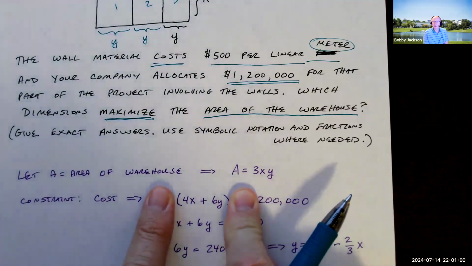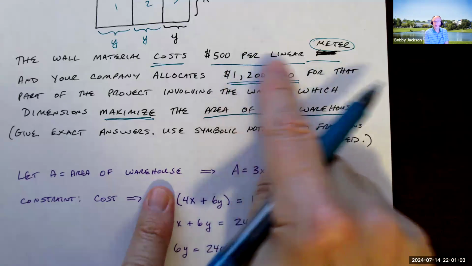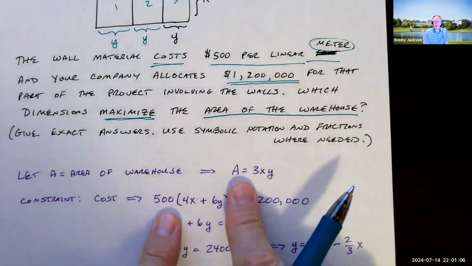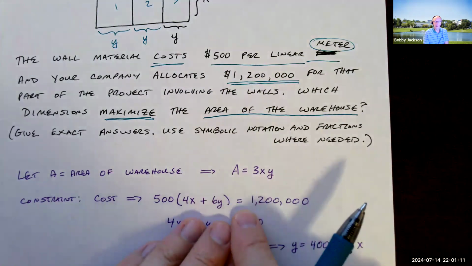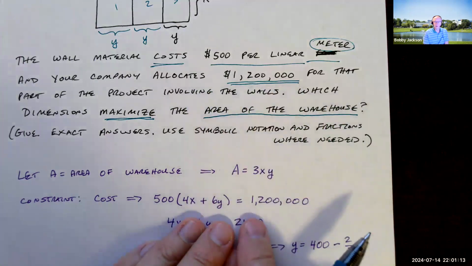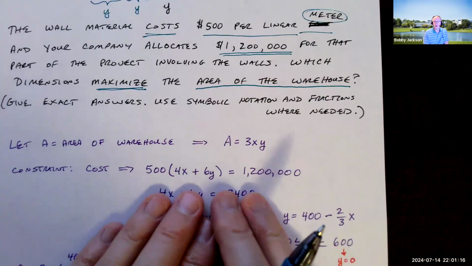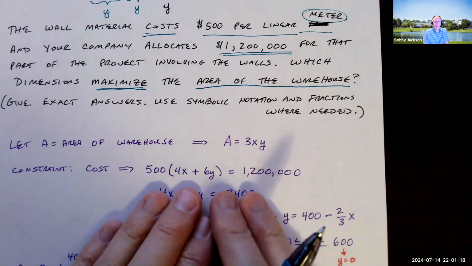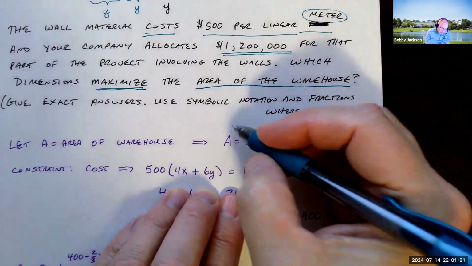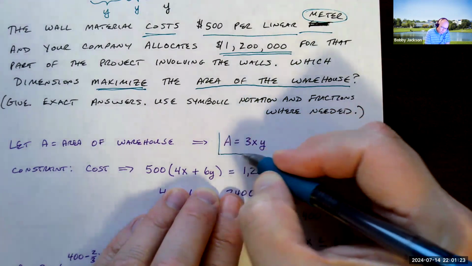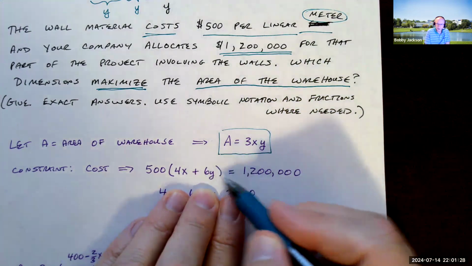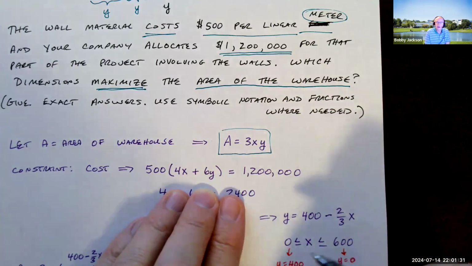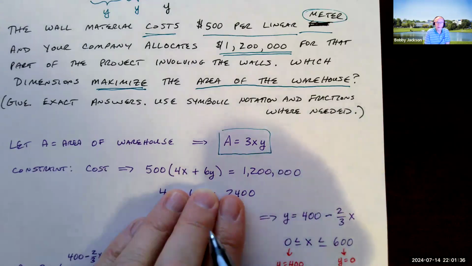That's the meters, and then it's $500 per meter. So if we multiply that by 500, that will give us the cost in dollars to construct the walls. And what does that have to equal? Our total budget, which is $1,200,000. So that's the constraint equation. Again, we're going to maximize this function, which is a function of 2 variables. So I'm going to solve for one of my 2 variables, plug into this formula so that I can then use the derivative and find the maximum for the area of the warehouse.